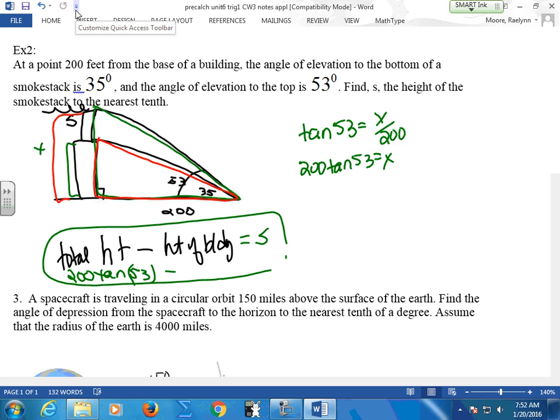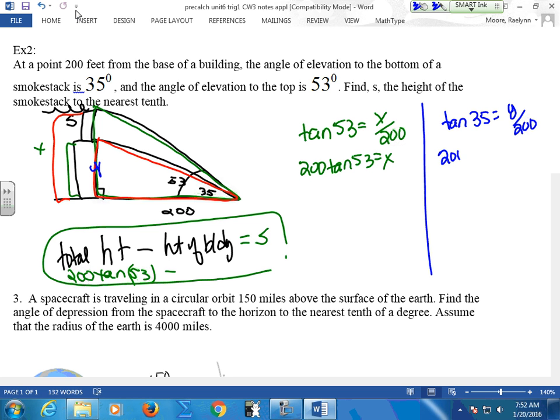Now, the height of the building. What's the height of the building with tangent? Is equal to what? We'll call this y. Y over 200. So again, just cross multiply this. So let's subtract this. Shouldn't this give me the smokestack? Yes. So throw it in your calculator. And to the nearest 10, find the height of the smokestack.